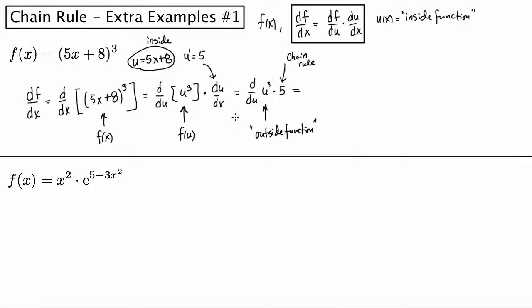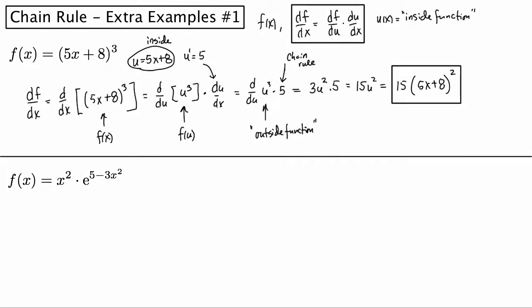Once I've finished doing this, the derivative of u cubed is 3u squared times 5, which is 15u squared. Then substituting back in for u to get back to the original variable x, I substitute in 5x plus 8 for u. So this is 15 times 5x plus 8 squared. So this is the derivative via the chain rule.